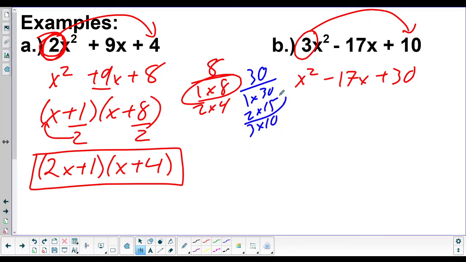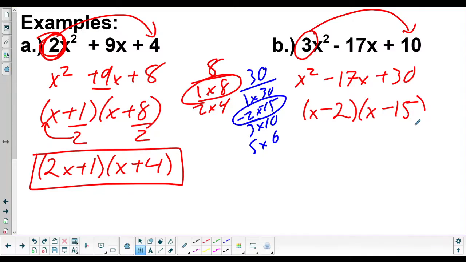Oh, I think we found it already. We could use that one. There's also 5 times 6 in case you care. But we're going to use 2 and 15 because that'll get us 17. But it's negative, so we need these both to be negative. So this is going to simple factor to x minus 2 and x minus 15.